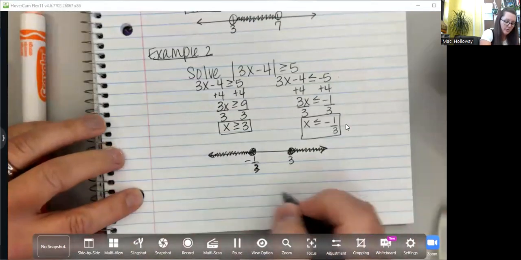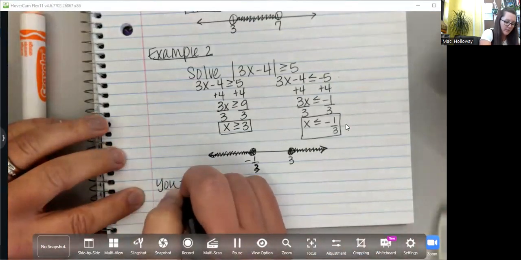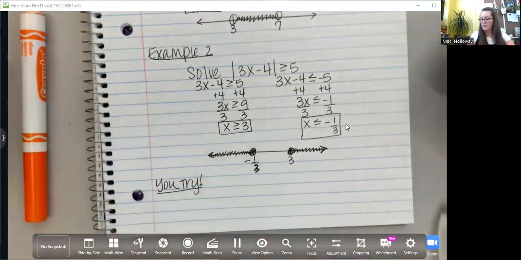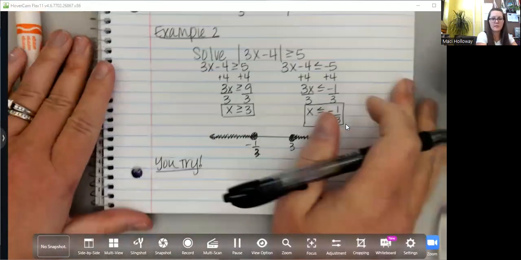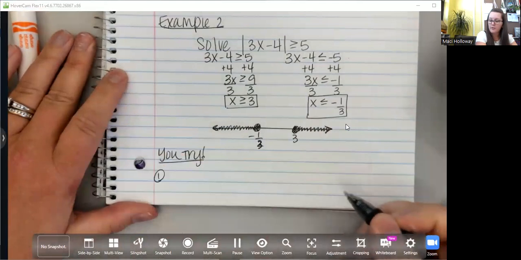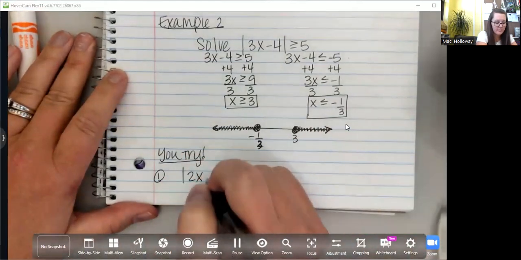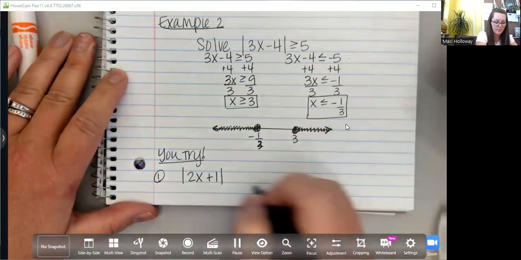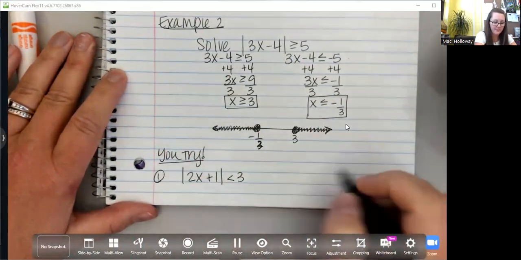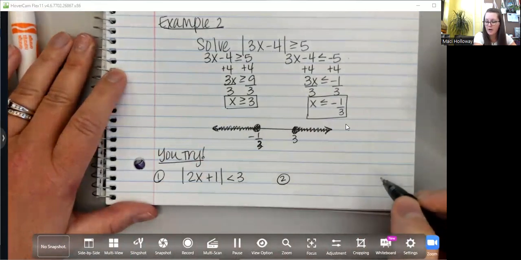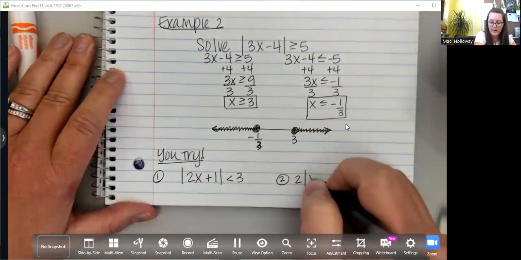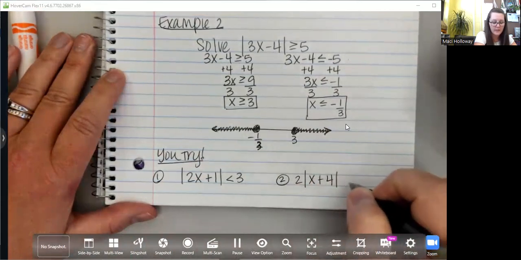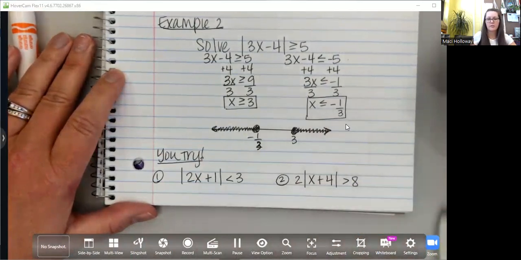All right, you have 2 try questions to do. Your first try is going to look a lot like this second one. So here's the first one. It says the absolute value of 2x plus 1 is less than 3. And your second try has a number attached, and it is the absolute value of 2x plus 4 is greater than 8. So you try those and we'll complete them together in class.